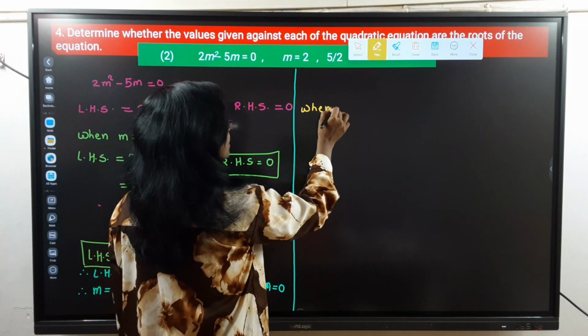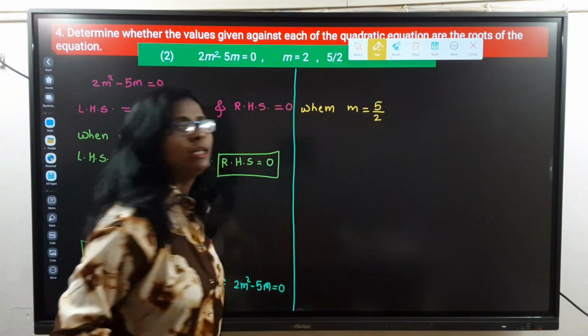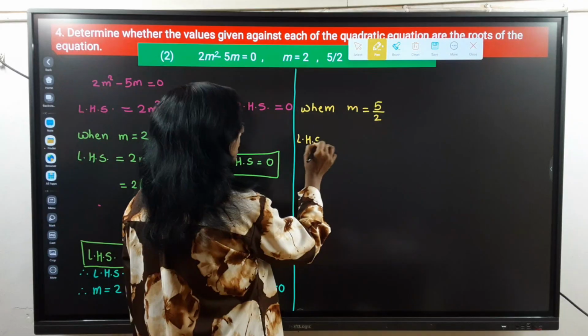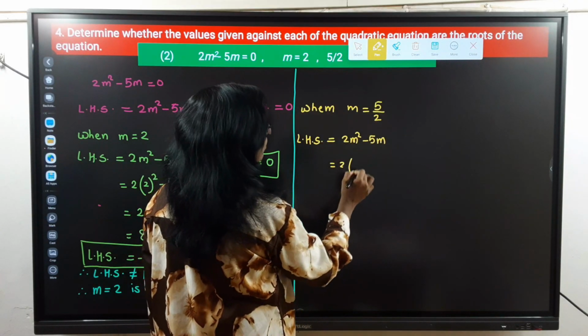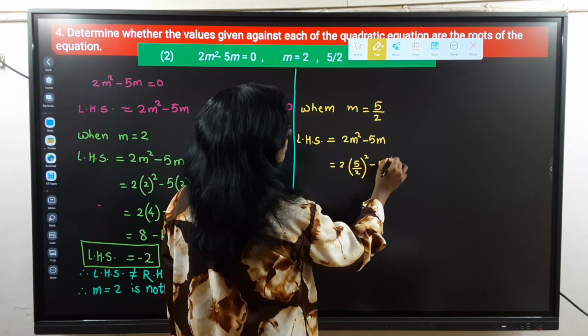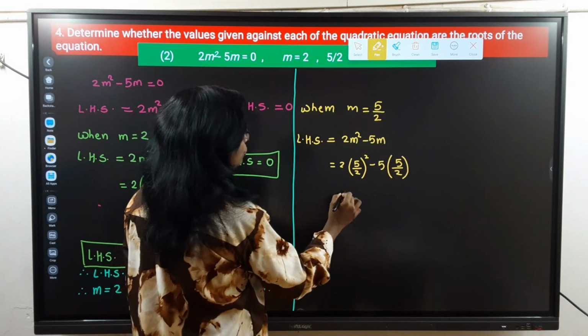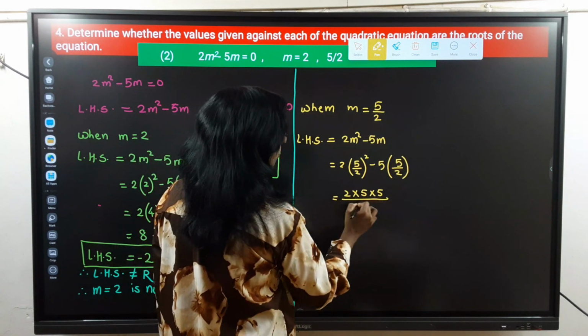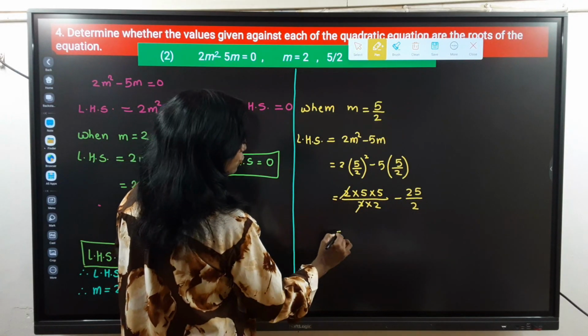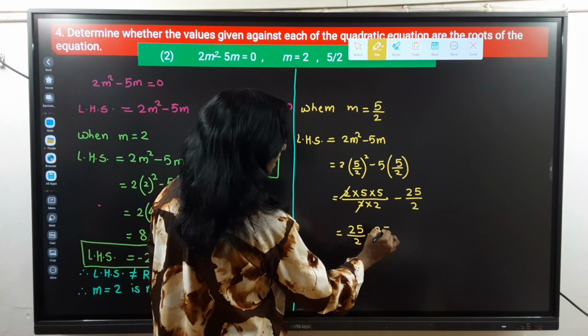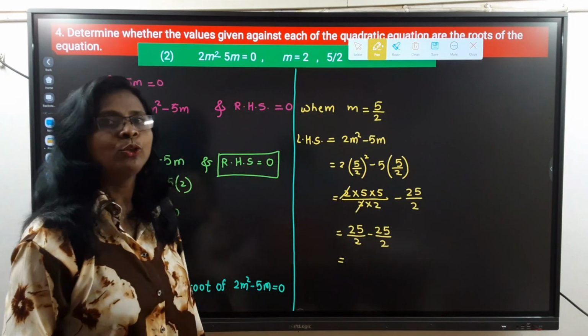When m is equal to 5 upon 2, then LHS is 2m square minus 5m, is equal to 2 multiply 5 upon 2 whole bracket square minus 5 multiply 5 upon 2. Therefore, 2 multiply 5 into 5 upon 2 multiply 2. Therefore, minus 25 upon 2. Therefore, here students, 2 gets cancelled. So here 25 upon 2 minus 25 upon 2, that is equal to 0, students.